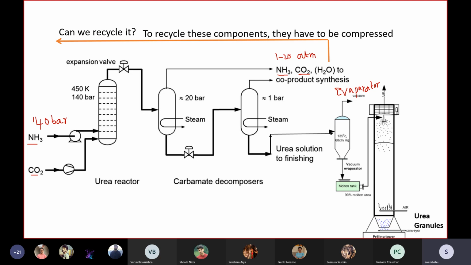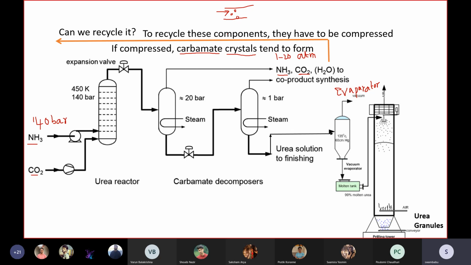If you suddenly compress it or suddenly release the pressure, the ammonium carbamate will tend to form, and carbamate crystals can form. In any compressor, you are basically pushing the gas to very high pressure. If you have any crystals, two things can happen. Abrasion between the crystals and the surface will happen, and also the ammonium carbamate crystals can be highly corrosive. Because of that, we cannot recycle as such, compress it and recycle it.